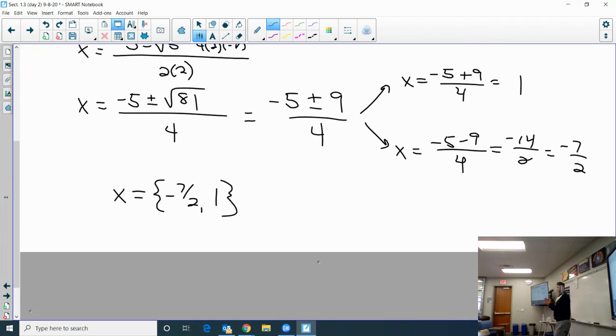Without even going back and trying, was this problem factorable? Just by looking at that answer, you should be able to tell me yes, it was factorable, or no, it wasn't. Any ideas? Ryan? I think it was. Why? What's the key thing? Because there are two values for x. There are two values for x, but that doesn't guarantee it.